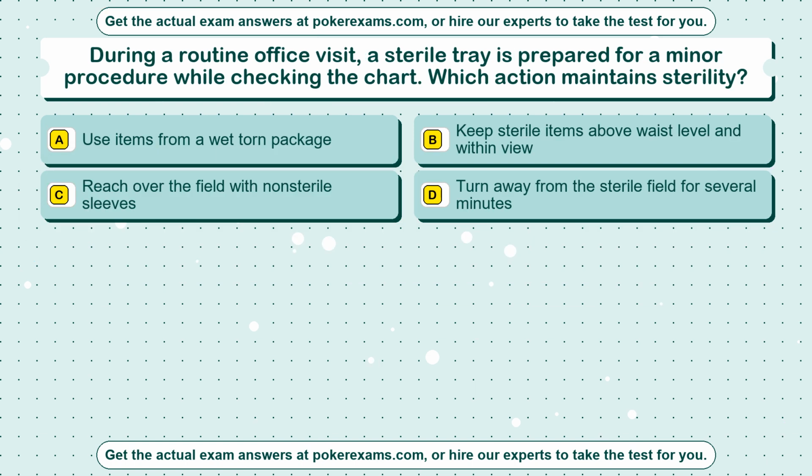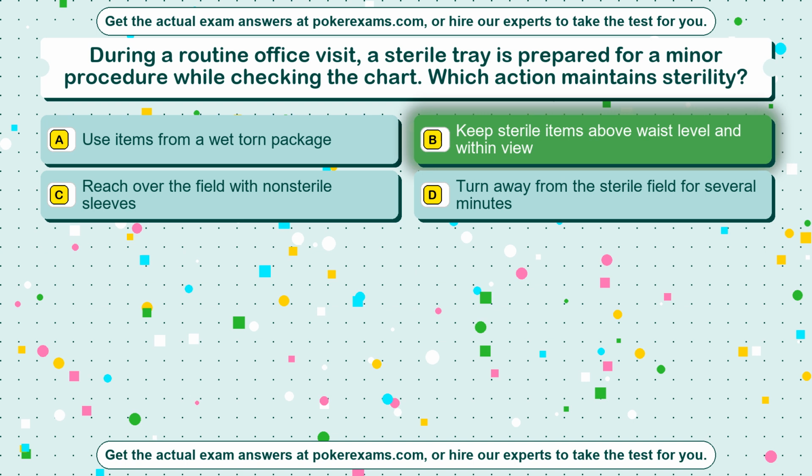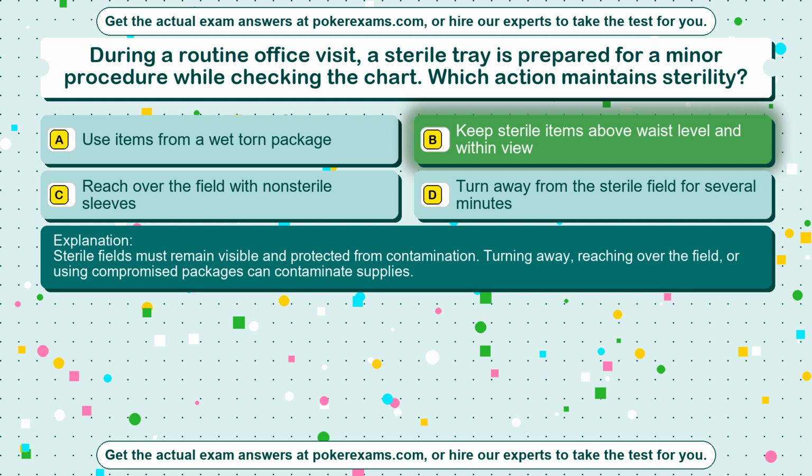Question 89. During a routine office visit, a sterile tray is prepared for a minor procedure while checking the chart. Which action maintains sterility? Option A, use items from a wet torn package. Option B, keep sterile items above waist level and within view. Option C, reach over the field with non-sterile sleeves. Option D, turn away from the sterile field for several minutes. The correct answer is option B, keep sterile items above waist level and within view. Sterile fields must remain visible and protected from contamination. Turning away, reaching over the field, or using compromised packages can contaminate supplies.